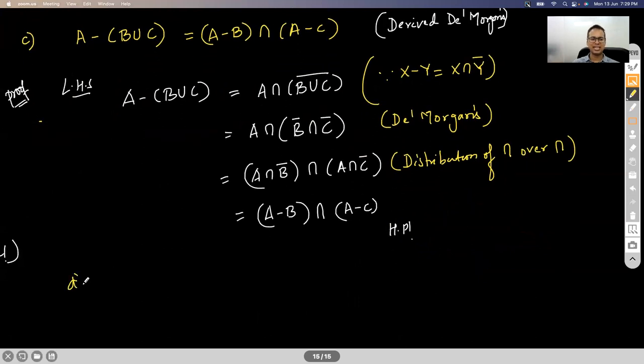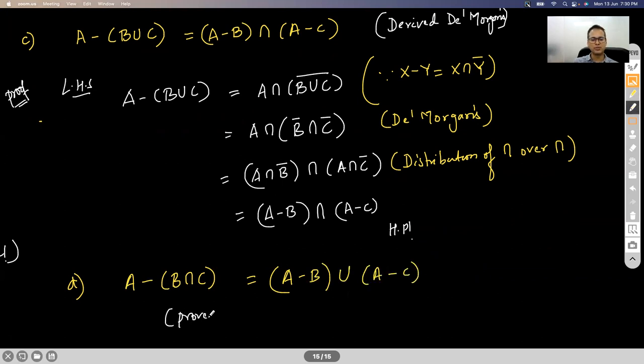In a similar way, and again, this is something that you will be proving for homework: A minus (B intersection C) is (A minus B) union (A minus C). So please prove it for homework, the same way as how I did the first part. Is it fine? Any questions? Should we move on? Okay.